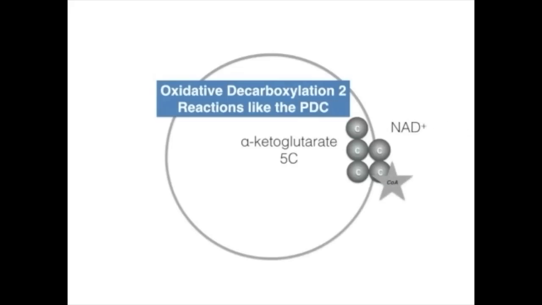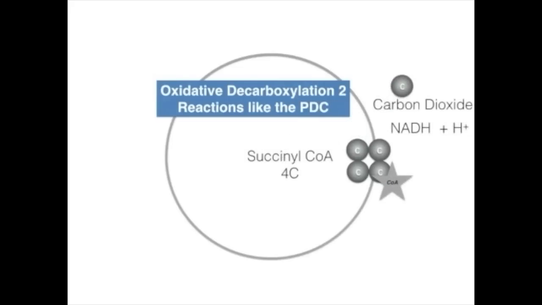This happens in reactions that are a lot like what happens in the pyruvate dehydrogenase complex. Very similar enzyme complex, conducting very similar reactions. And what we're left with at the end is succinyl-CoA, carbon dioxide, NADH, and a proton. Again, this is a second oxidative decarboxylation, and we've now produced 2 molecules of NADH. We've released 2 molecules of carbon dioxide, and now we're left with a 4-carbon intermediate, succinyl-CoA.